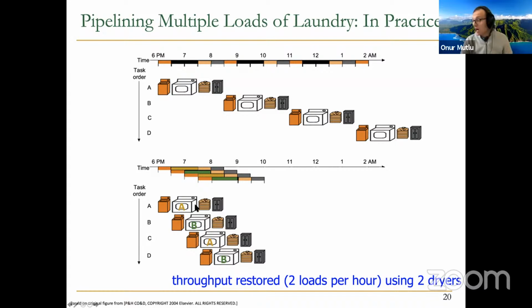So by adding more hardware to the system, by adding more dryers, we restore the throughput of the laundry to be one load every 30 minutes again, right? So as opposed to having two loads, now basically we have 2 loads per hour, or one load every 30 minutes, using 2 dryers, right? Now, hopefully this makes sense.